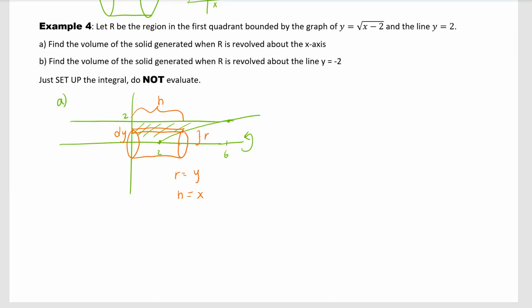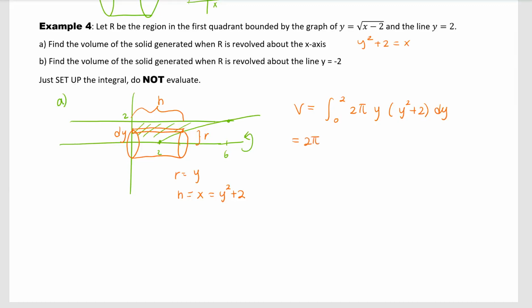Because here we have dy, we want to express x in terms of y. So square both sides and add 2. This is how we solve for x. So far, so good, everybody. So x is y squared plus 2. And then the volume, my y goes from 0 to 2. 2 pi r, r is y, h is y squared plus 2, dy.